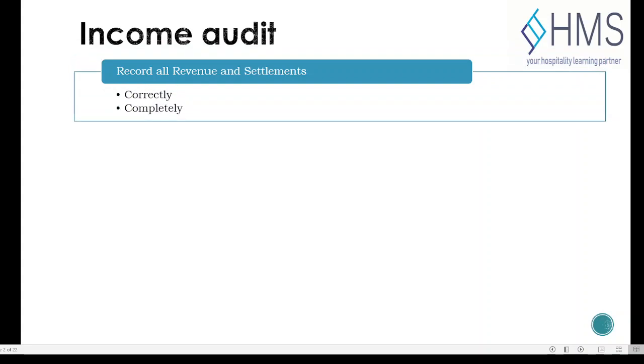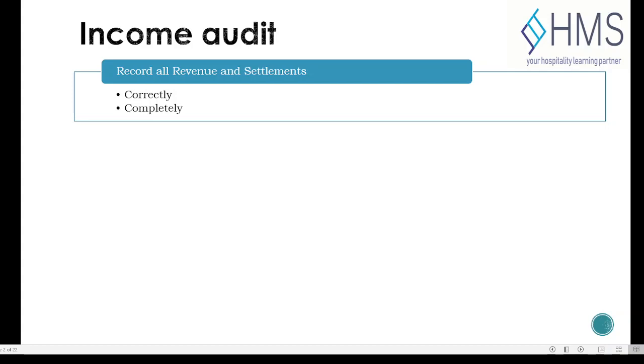And their job is basically to ensure that it's correct and complete. Both are required. Completeness of the transactions means making sure that every single transaction that happens on the property is recorded, even if it's a void or any rebate. And correct means that it's posted into the correct account head. Rebates are posted into the correct account head.